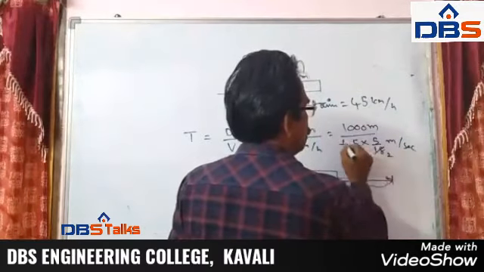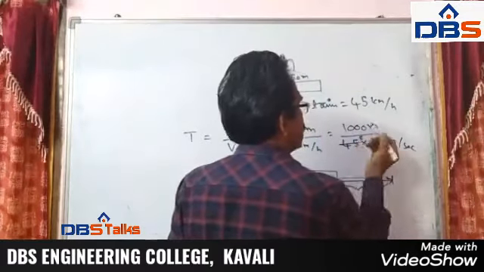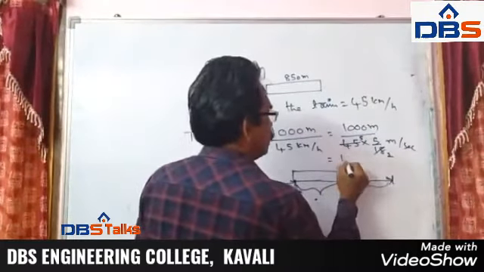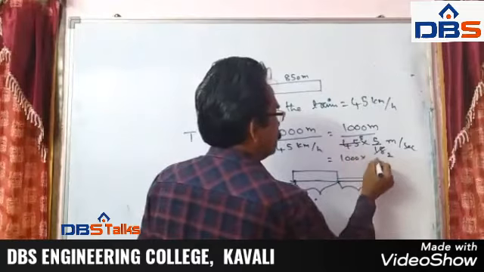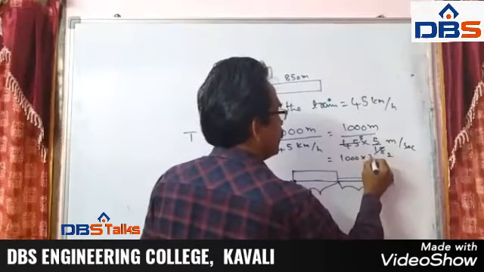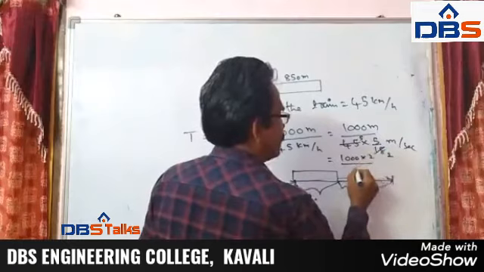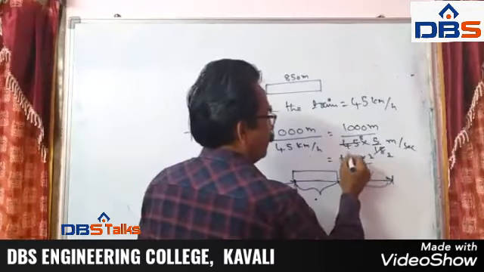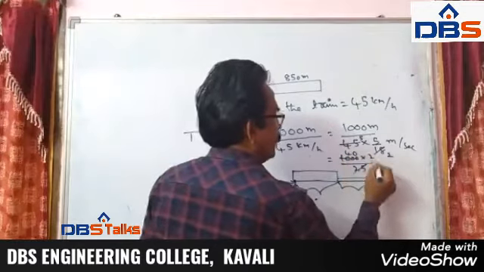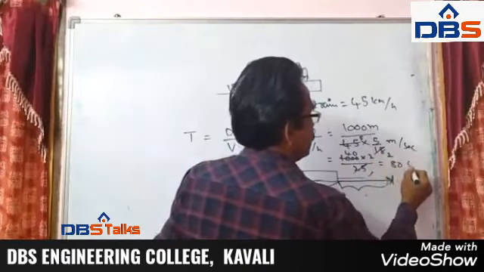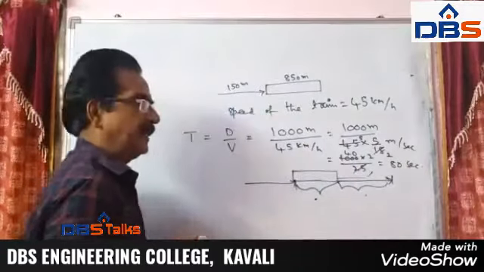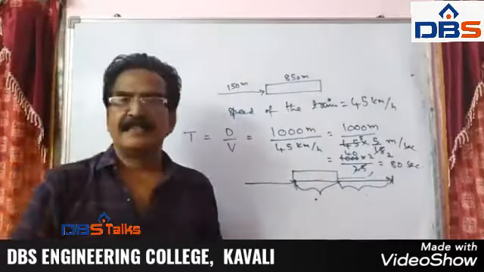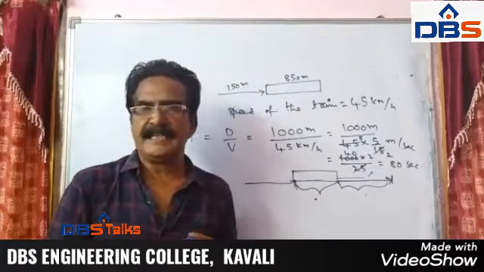9 2s, 9 5s. Okay, friends. This is equal to 1000 into 2 comes to the numerator by 5 5s 25. 25 4s 100. So 80 seconds. The time taken by the train is 80 seconds.